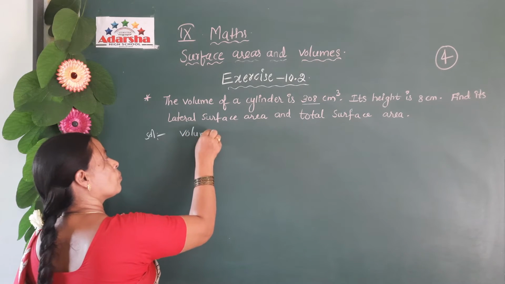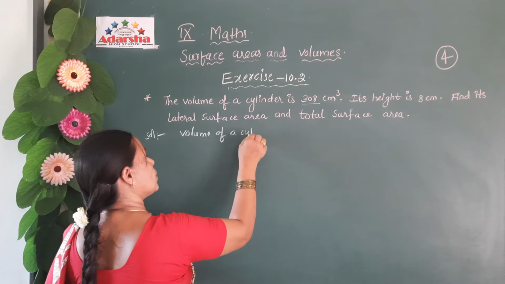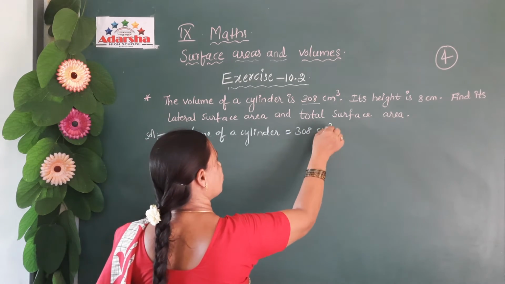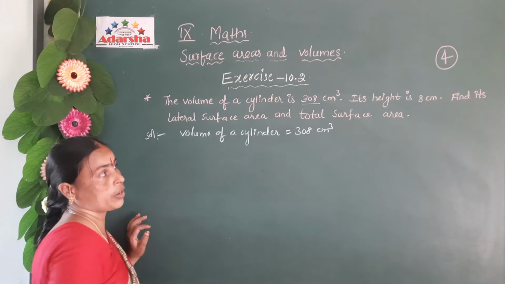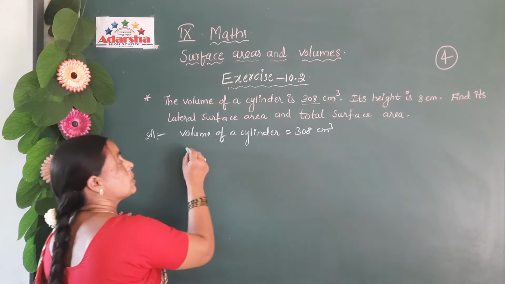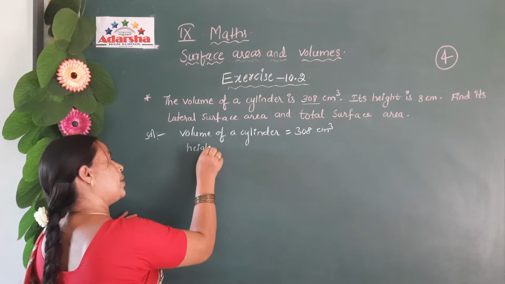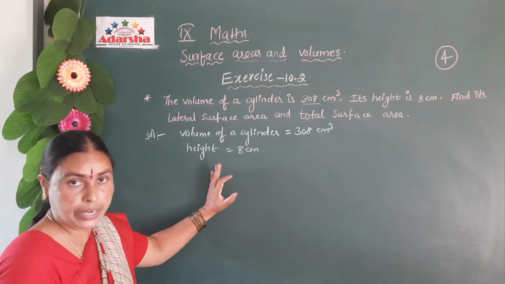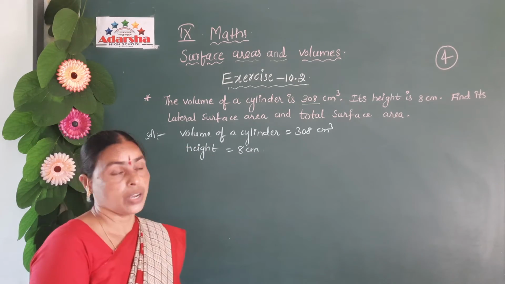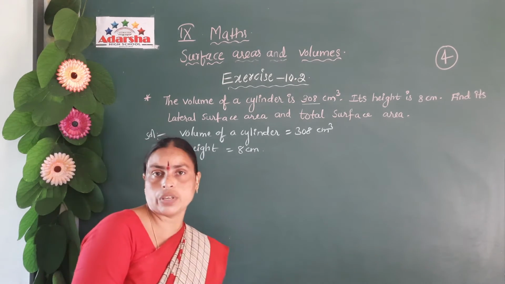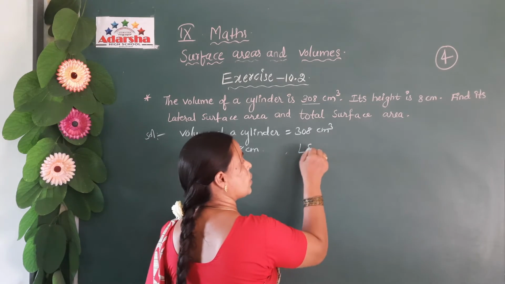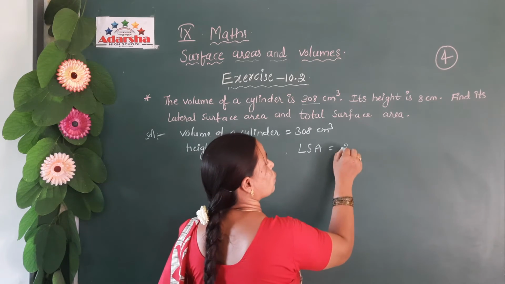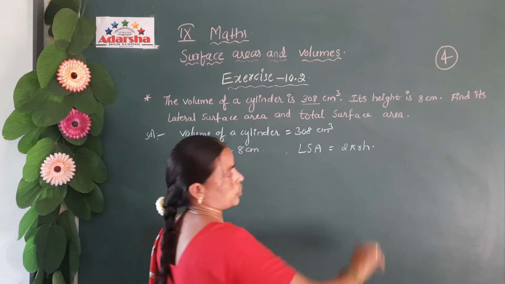Volume of the cylinder is 308 centimeter cube and height is 8 centimeters. Only this much is given. We have to find the lateral surface area. What is the lateral surface area of a cylinder? It is equal to 2 pi r h.